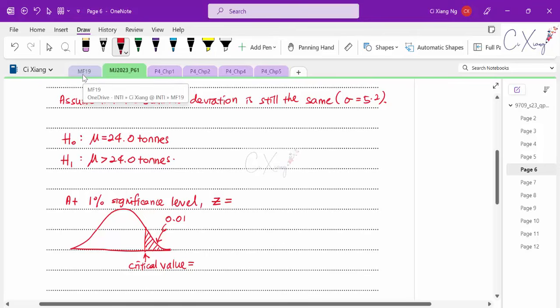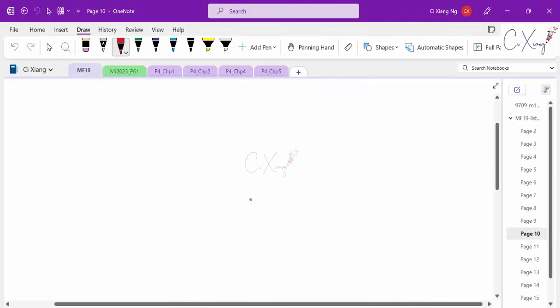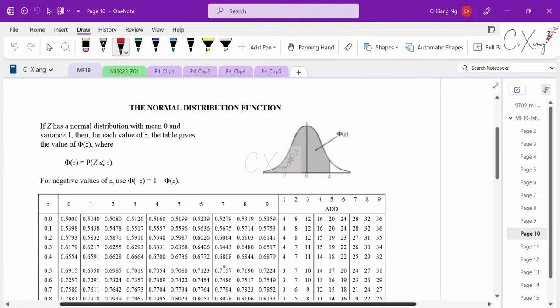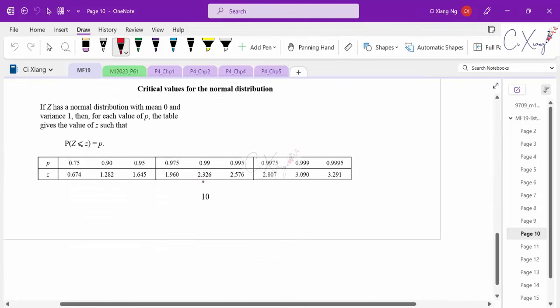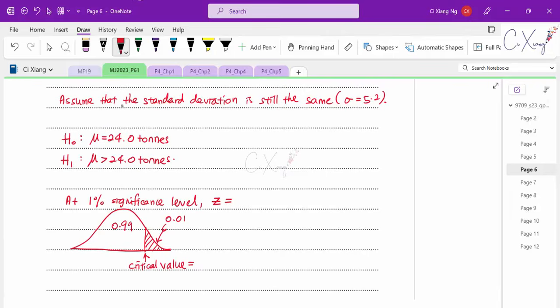For the critical value, you have to refer to 0.99. That means you assume that the probability of Z smaller than the critical value equals 0.99. So I go to our normal distribution table, looking for the area 0.99, and you get 2.326. So the critical value here should be equal to 2.326.